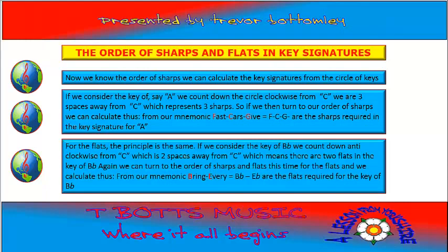For the flats, the principle is the same. If we consider the key of B flat, we count down anti-clockwise from C, which is 2 spaces away from C, which means that there are 2 flats in the key of B flat. Again, we can turn to the order of sharps and flats, this time for the flats, and we'll calculate thus. From our mnemonic, bring every, B and E, which is B flat and E flat, are the flats required for the key of B flat.